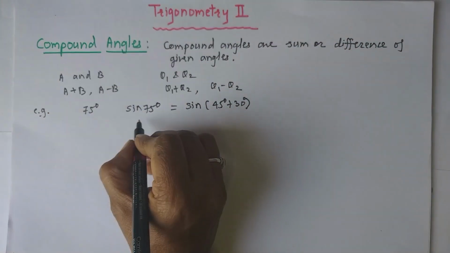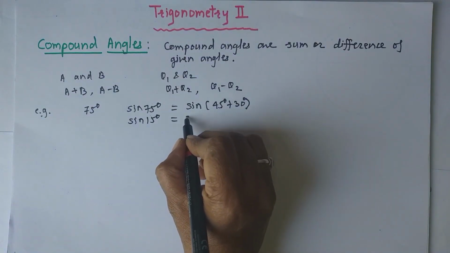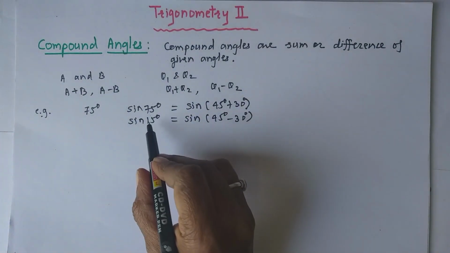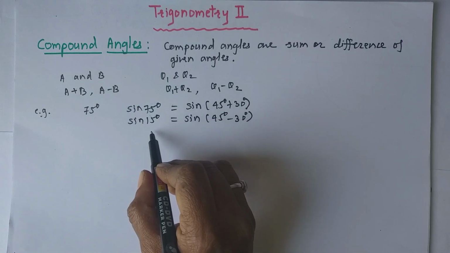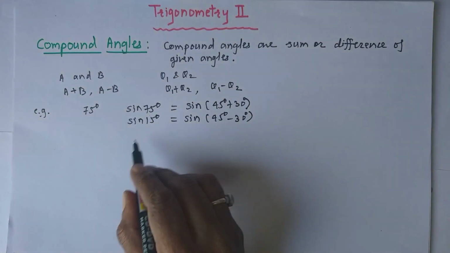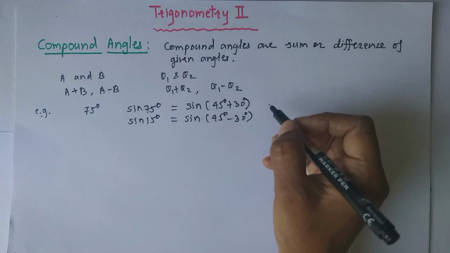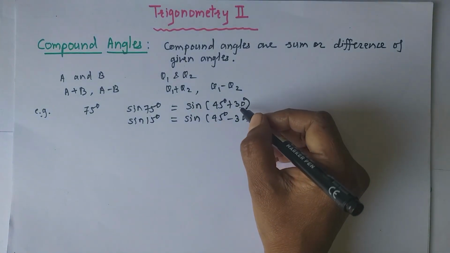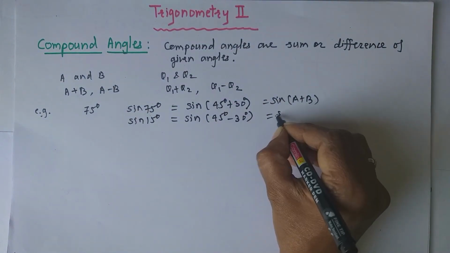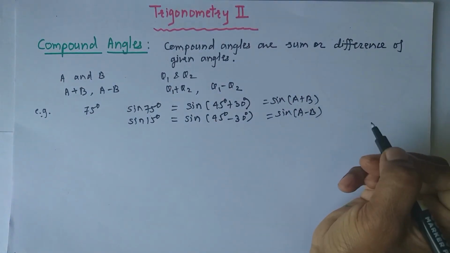Now if I have to find sine 15 degree, then how will we find this? For that I can take difference of these two angles. In this way, the angles of 75 degree and 15 degree can be written as sum or difference of given angles. Therefore, these angles are called compound angles. Now, to find sine 75 degree, we need the formula for sine A plus B and sine A minus B.